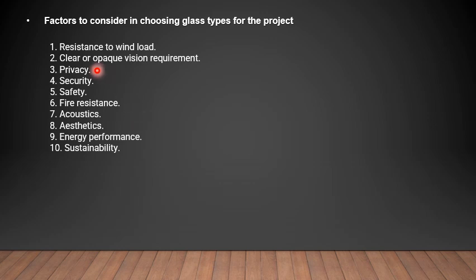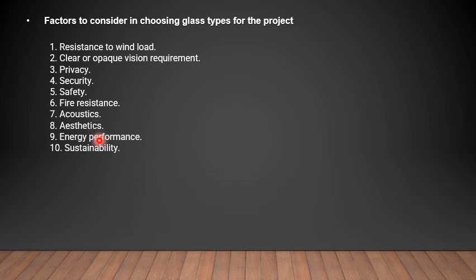Do we need to consider the privacy of the tenant, the security of the tenant, the safety of the tenant? Is fire resistance required? Is it a 1 hour fire rating, 1.5 hour fire rating, 2.5 fire rating? So we have to consider that as well. The acoustics: is it located near a train station or in a noisy place? So we have to consider how many decibels are needed. Aesthetics: the color of the glass, reflective or non-reflective, clear, opaque, translucent, whatever is needed, we have to consider that as well.